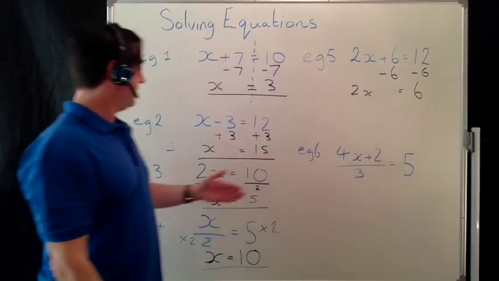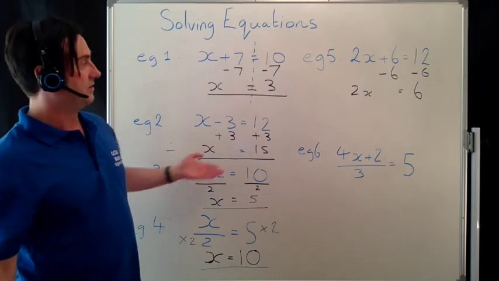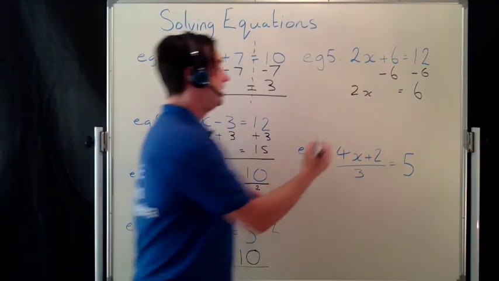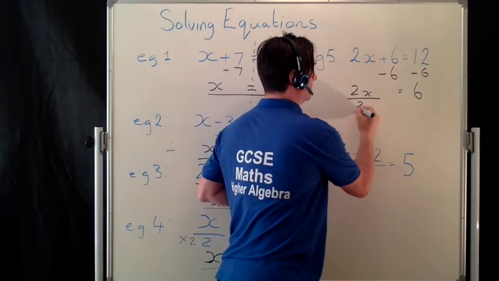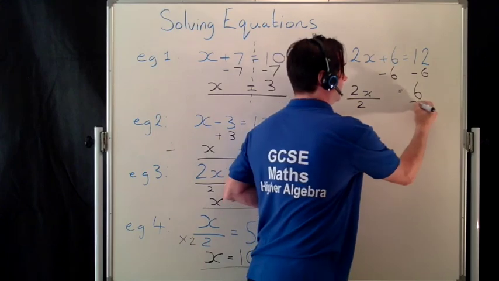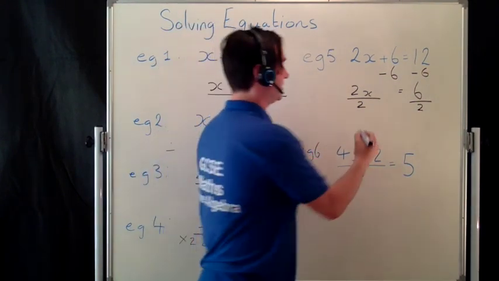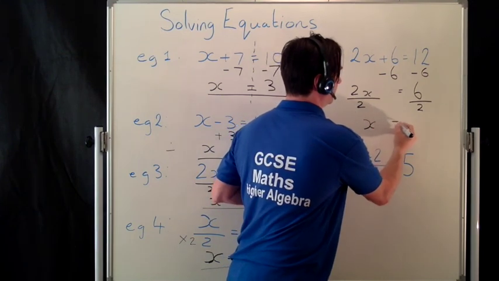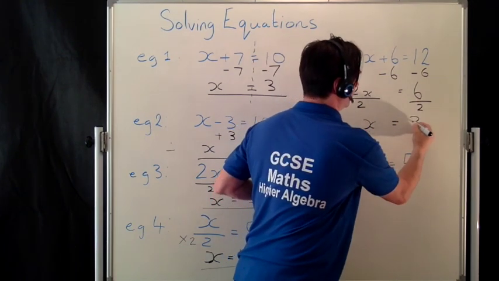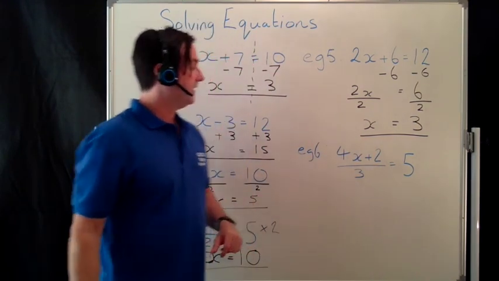Now I'm going to use my third method here. In fact, it's the same thing, 2x. So to get rid of the 2, I need to divide by 2. Whatever I do to one side, I must do to the other side. So I divide the 6 by 2. 2x divided by 2 gives me 1x, and 6 divided by 2 gives me 3. That's example 5.